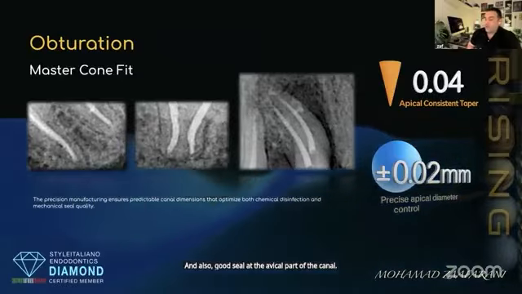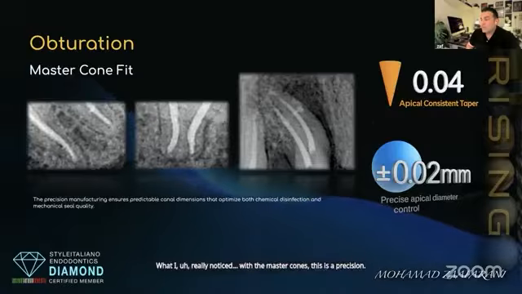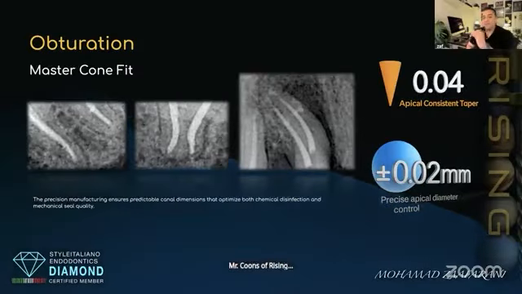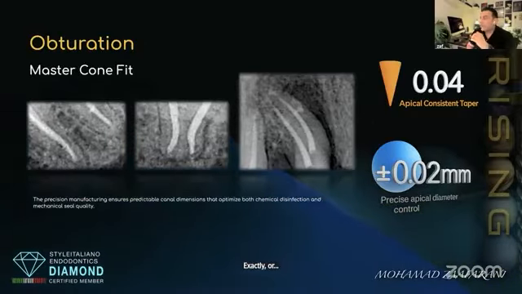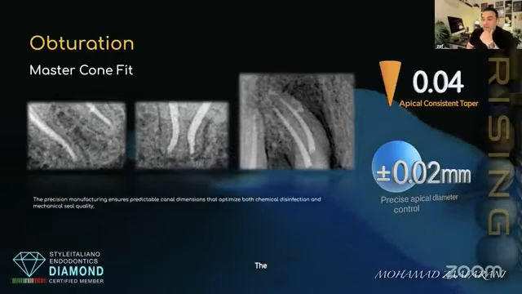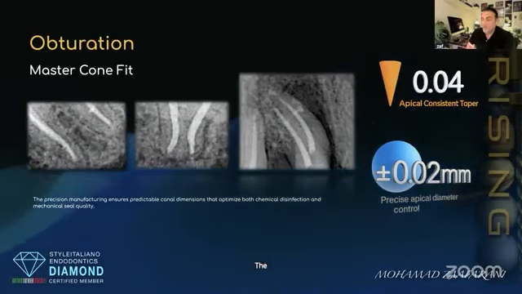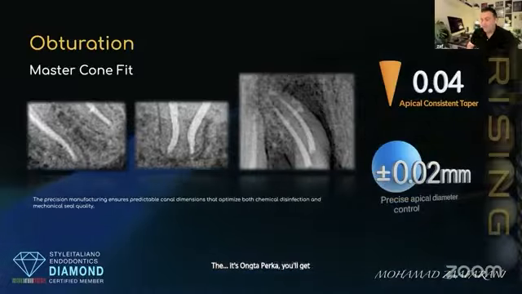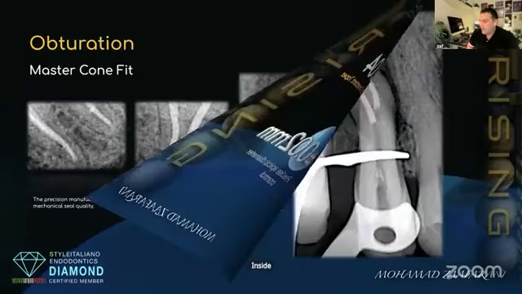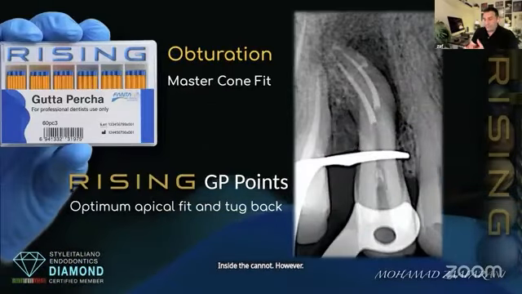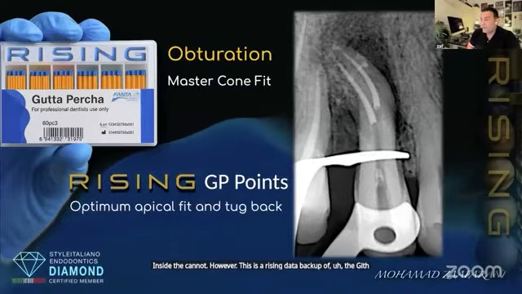What I really noticed with the master cones is the precision. The master cones of Rising are very accurate, matching exactly, or more precisely, the files. So if you're using the R2 or R3 and you're using its own Guttapercha, you'll get a perfect fit of the master cone inside the canal. However, this is the Rising Guttapercha.